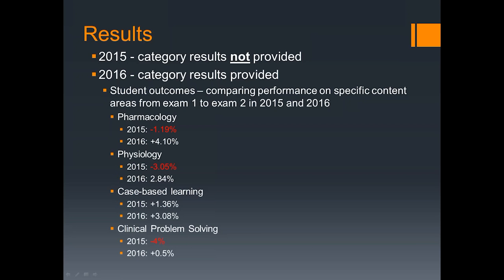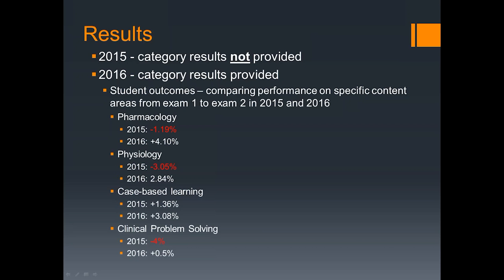So you can see with the results slide here, within pharmacology in 2015, from exam 1 to exam 2, student grades actually went down a little bit by 1.19%, which is marginal at best. And in 2016, in those same courses, after exam 1 we did get them those category results with the content-specific feedback, and they actually improved their pharm grades by a little over 4%.